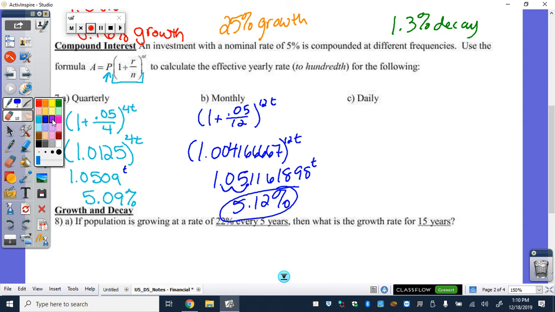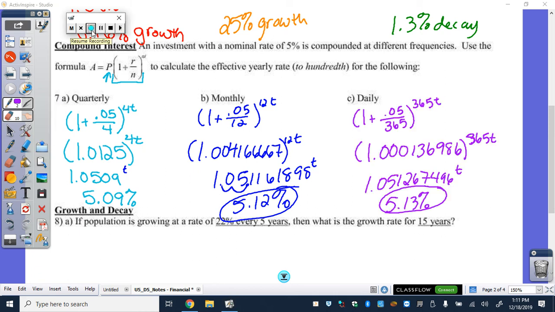All right, so I want you to take a minute, figure out the daily. So change your 12s to 365, see what you get. You should end up with 5.13%. So if you had to choose, which one would you obviously choose? So much stuff we could end up doing with this if we had time. But that's what you kind of want to do. Looking at bank accounts, you want to actually take what is their interest rate, how do they compound it, figure out which one's going to end up getting you the most money in the long run, that kind of good stuff.